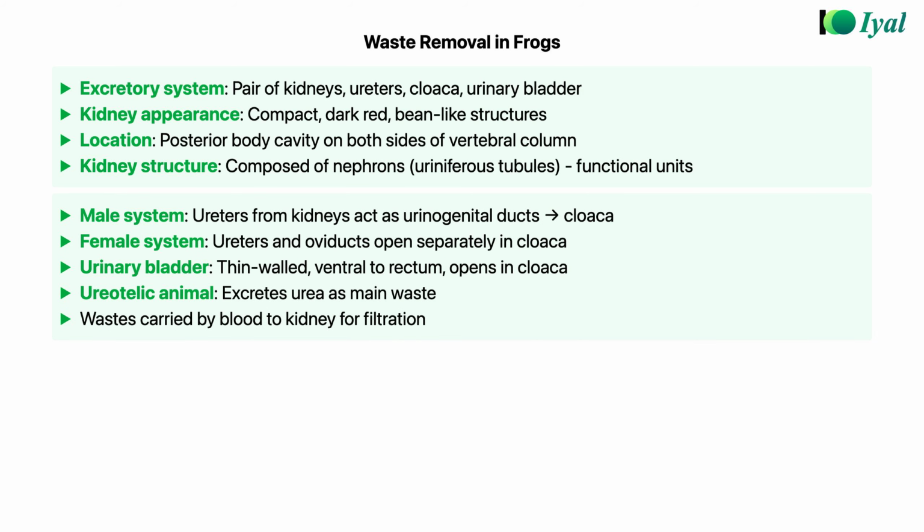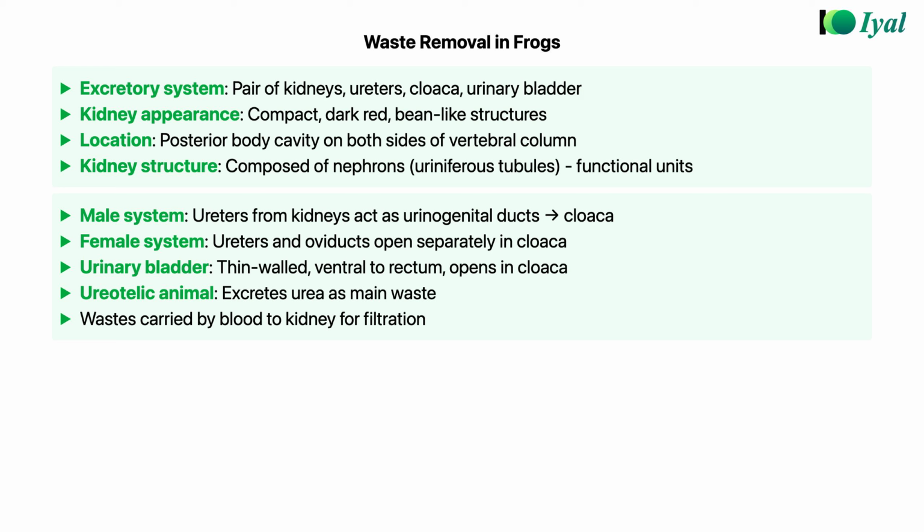There's a difference between males and females here. In males, two ureters emerge from the kidneys and act as urinogenital ducts. They carry both urine and sperm, and these open into the cloaca. In females, the ureters and oviducts open separately into the cloaca. There's also a thin-walled urinary bladder located below, or ventral to, the rectum, and this also opens into the cloaca.